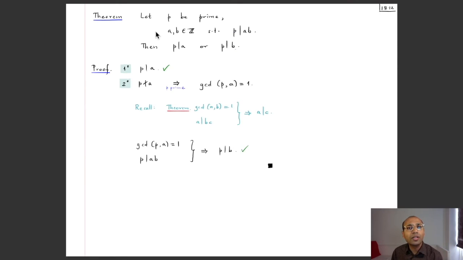We will now show the theorem which says that if p is a prime number and a and b are integers such that p divides their product, then p divides a or p divides b. So p has to divide one of them.